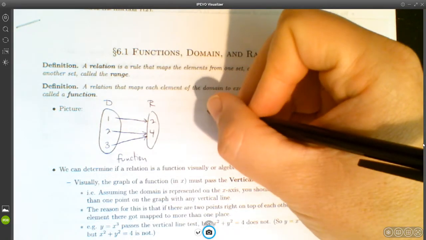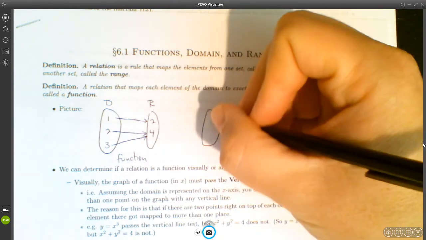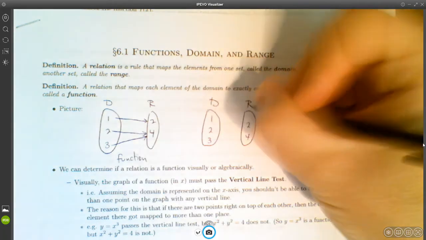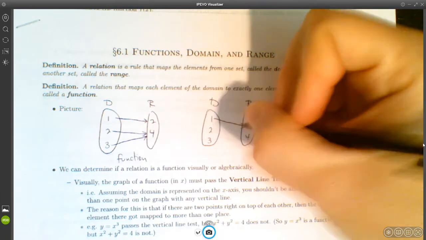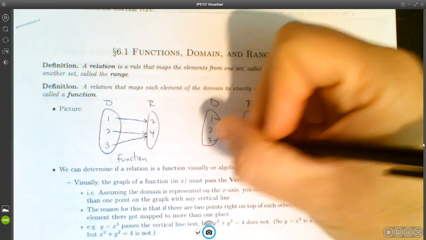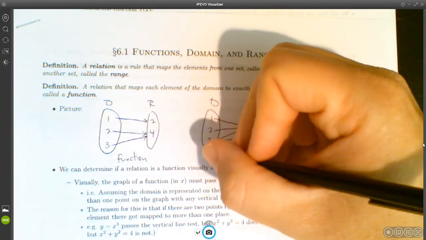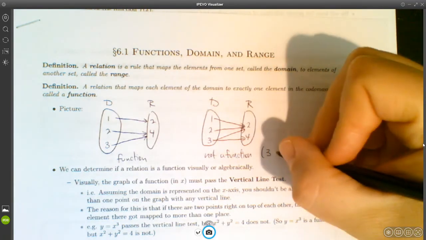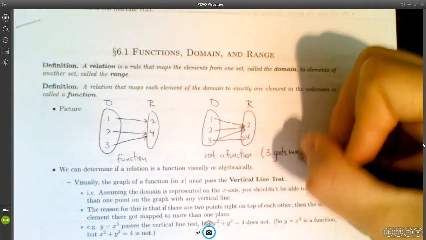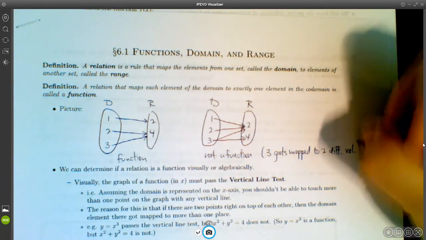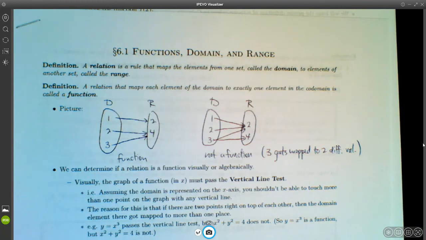Here's a relation that would not be a function. If you had something like 1, 2, 3 and 2 and 4, and you had 1 getting mapped to 2, 2 getting mapped to 2, and then 3 getting mapped to 2, and 3 getting mapped to 4. This is not a function, right? It's not a function because 3 gets mapped to two different values. It's getting mapped to both 2 and 4. So this is not a function.